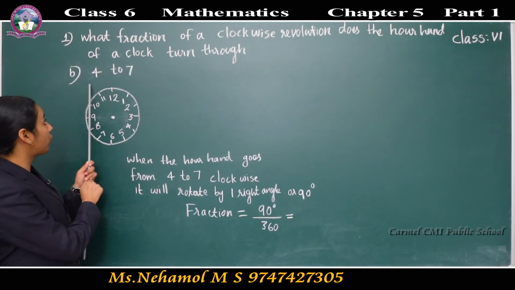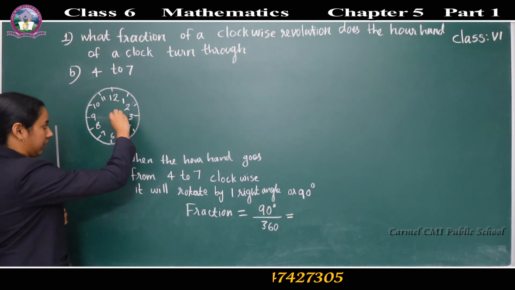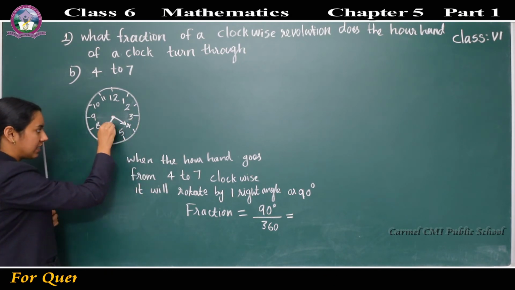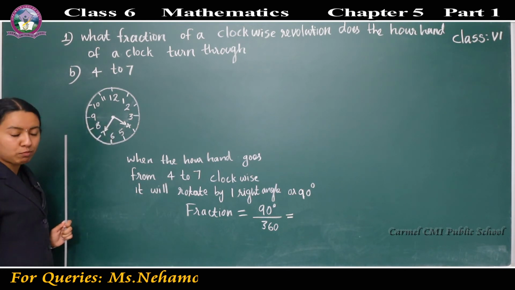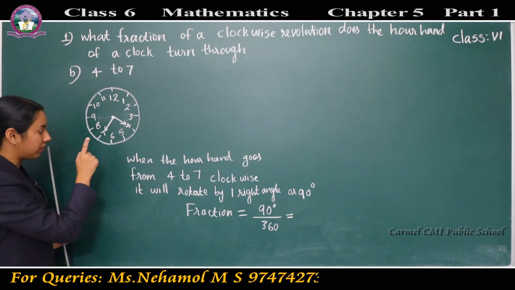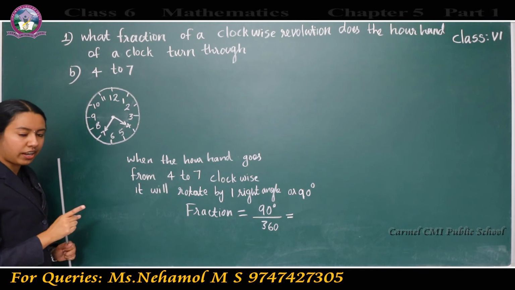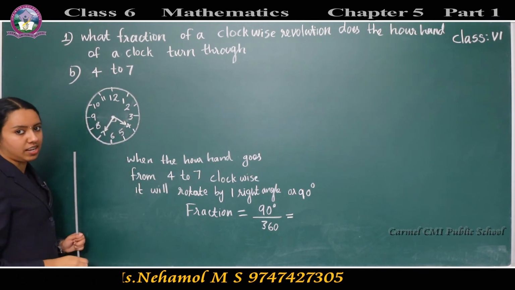Second one, 4 to 7. Here is 4. Our hand of the clock moves from 4 to 7. What is the angle formed? 4 to 5, 1 hour. 5 to 6, 1 hour. Then 6 to 7, 1 hour. Total 3 hours are there. So the angle formed will be 90 degrees, or a right angle.